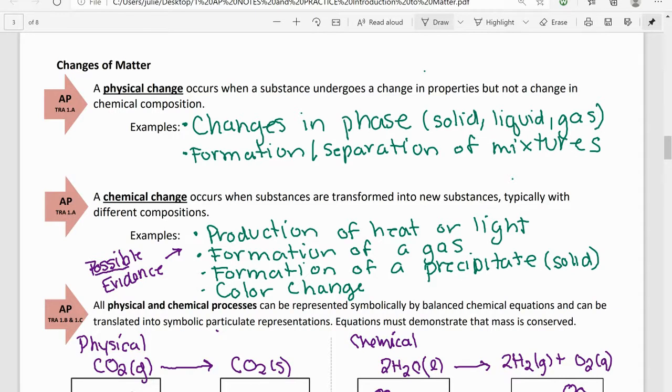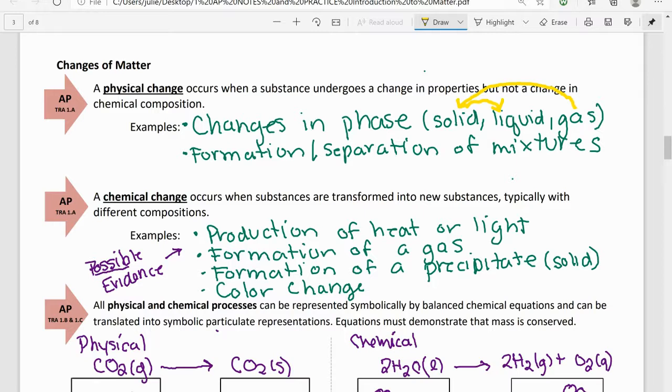A physical change occurs when a substance undergoes a change in properties, but not a change in chemical composition. Two big ones are changes in phase. Anytime you have a solid melting into a liquid, that would be a physical change. Or maybe a gas undergoing deposition into a solid. Those would all be your physical changes.